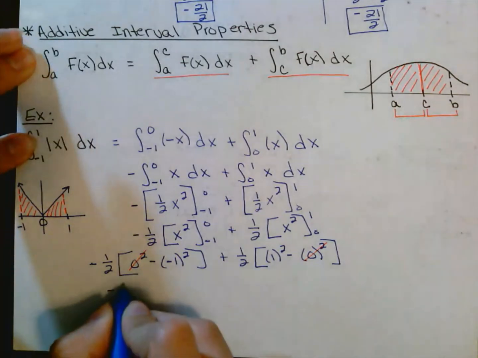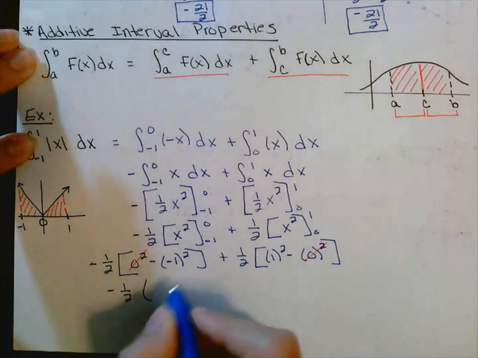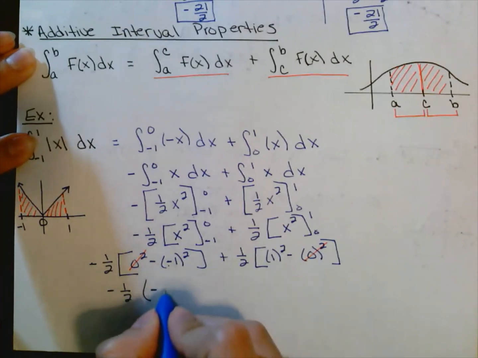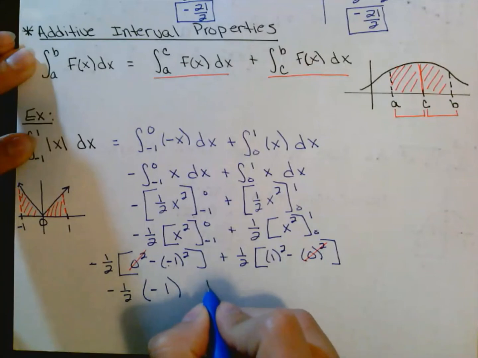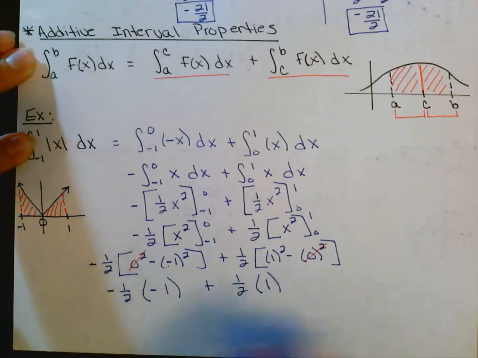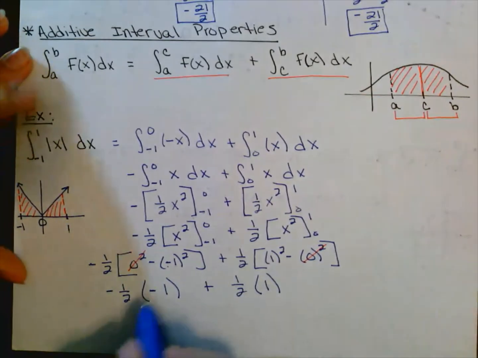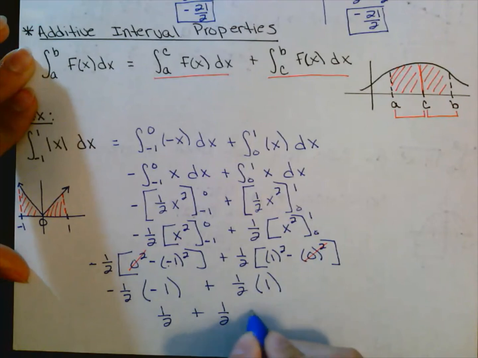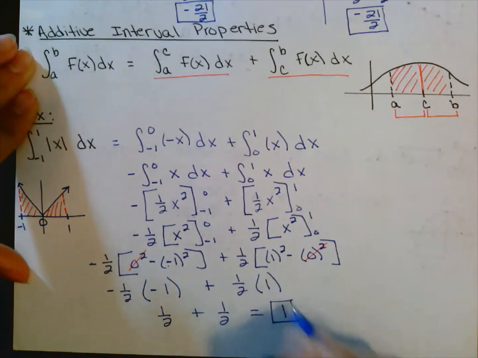And now I have -1/2 times a -1 squared is a positive 1, but I still have this negative down here. And then 1 squared is just 1. So a negative and a negative make a positive. I end up with half plus half, which gives me 1. All that work for a 1.